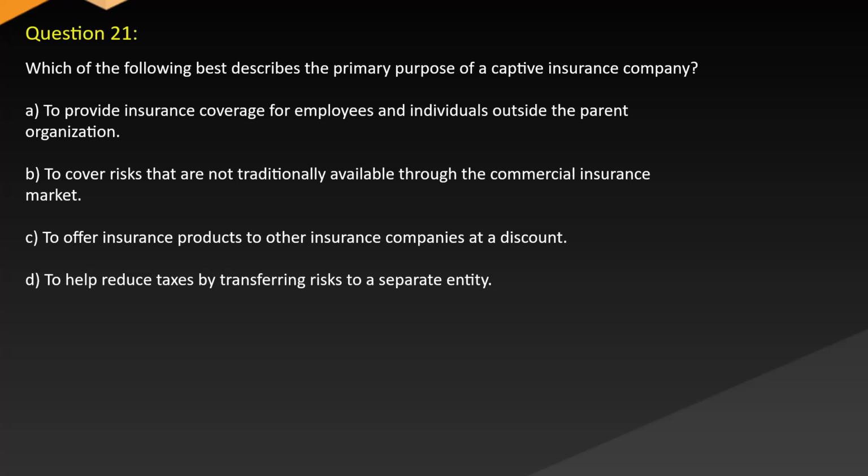Question 21. Which of the following best describes the primary purpose of a captive insurance company? A. To provide insurance coverage for employees and individuals that are outside the parent organization. B. To cover risks that are not traditionally available through the commercial insurance market. C. To offer insurance products to other insurance companies at a discount. D. To help reduce taxes by transferring risks to a separate entity.